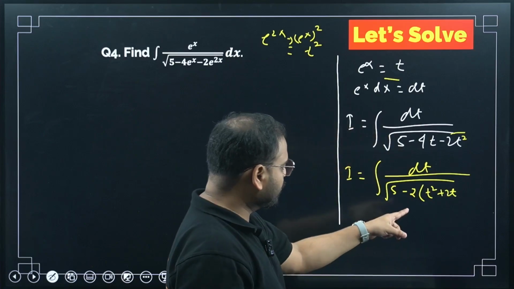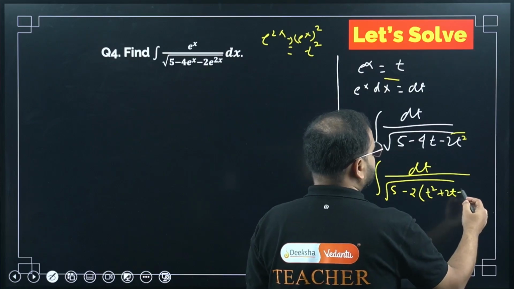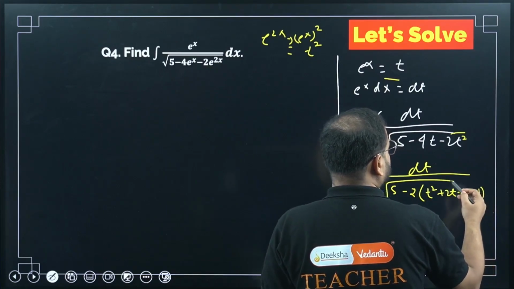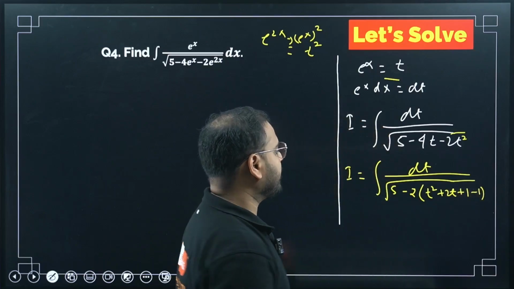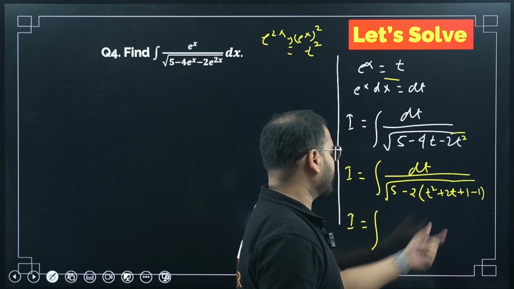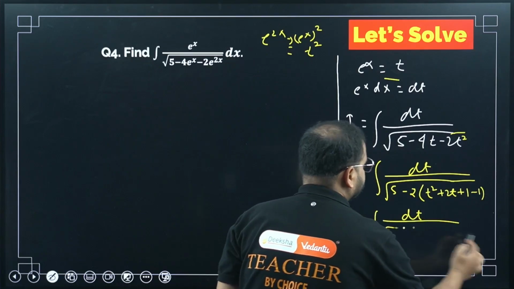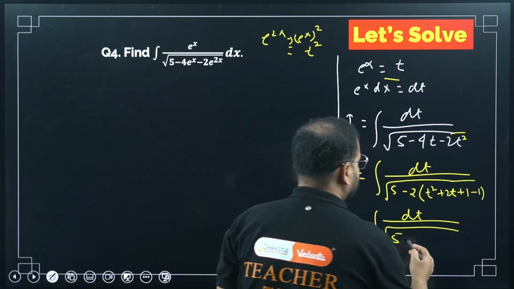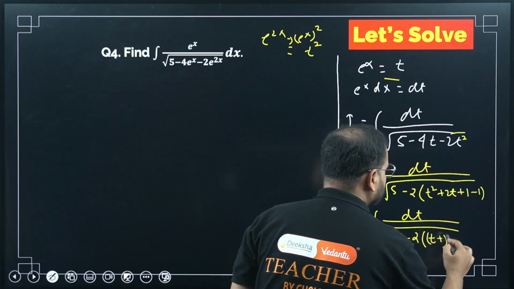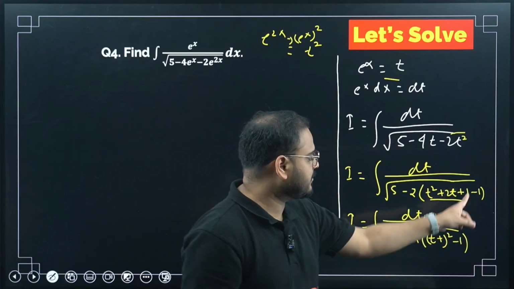Now I have this 2t over here. So a square and ab is there. What is missing? Plus 1 and minus 1. Now you check here. That's my extra part. Plus 1 minus 1 to make this a whole square. I am getting this as dt upon root under 5 minus, please check, 2 times of what I am getting? T plus 1 the whole square minus 1. Yes or no? This will become t plus 1 the whole square, and the minus 1 will be as it is.